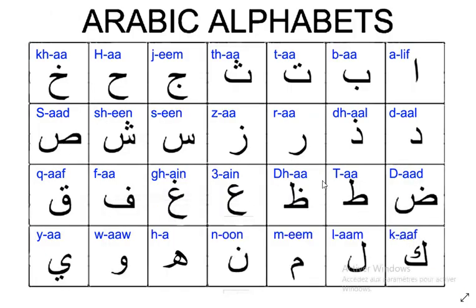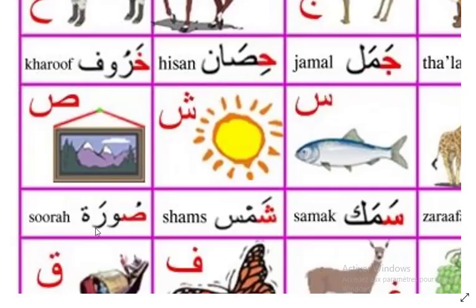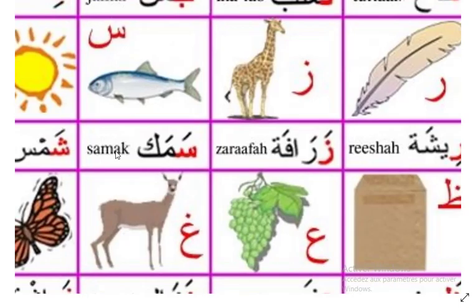The next group contains 2 letters as well. We have sad. So this is seen. It's kind of a thin sound, and this one is a thick sound, if you guys know what I mean. Sad. The name of the letter is sad. The sound is sa. صورة, which means picture.